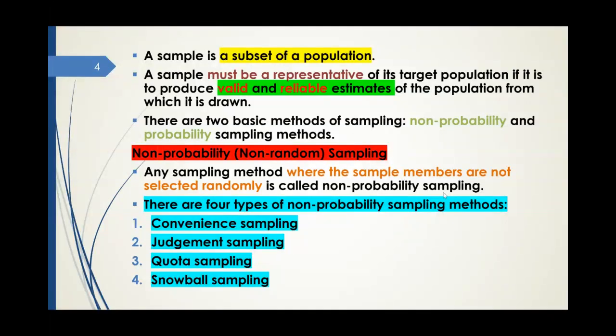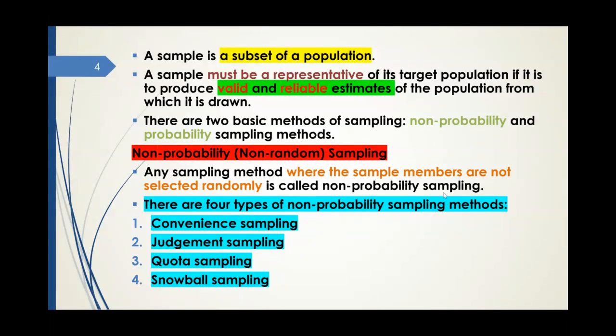There are two basic methods of sampling: probability sampling and non-probability sampling. Non-probability sampling is where the sample members are not selected randomly. So I just wake up and say, my favorite students in third year are Mang Mang, second year, and then first year do the same. That is convenience sampling, because I've said those students who I like are the ones that are going to participate in this experiment. Can you see that?